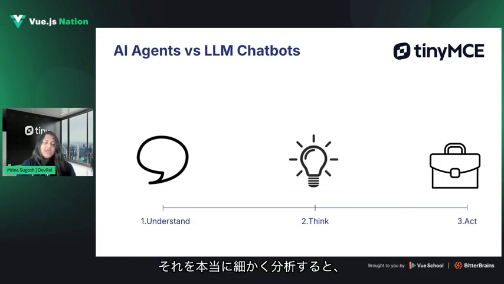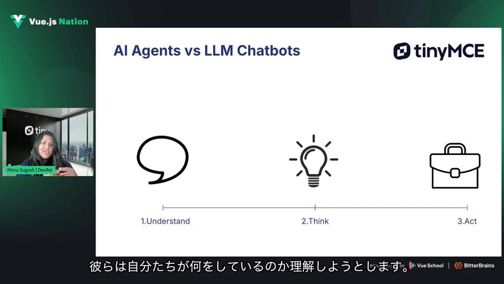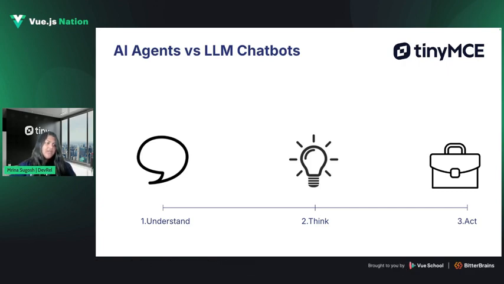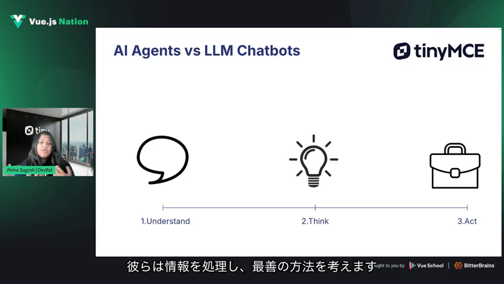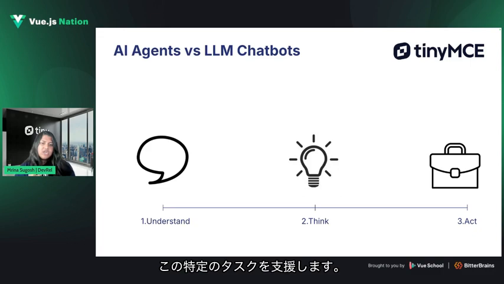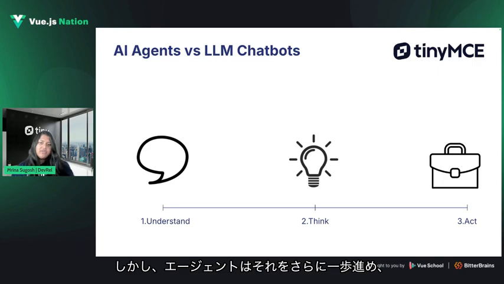So if I had to really break it down, the distinction between just a simple chatbot and an agent lies in this: an agent tries to understand what it's doing. It thinks about the process. It processes the information and thinks about the best way to help you with the specific task, and then it responds. That's a chatbot. But an agent takes it a step further, and it actually acts.